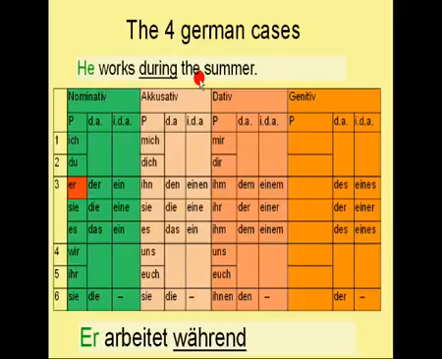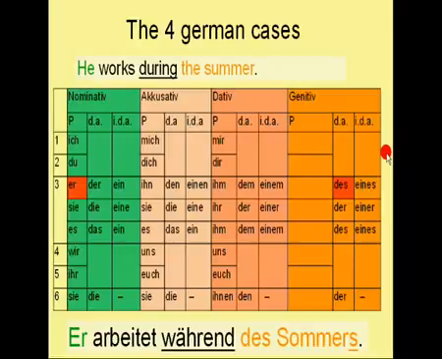Now you know that the summer is the object of the sentence and you already know in which case it is. It's in the genitive case and therefore it's a genitive object. And you can see the is the definite article. And summer means Sommer in German and is a masculine noun. So now you should know which kind of definite article you should take. Des. The sentence is Er arbeitet während des Sommers.